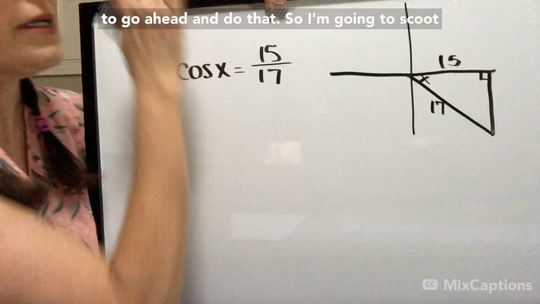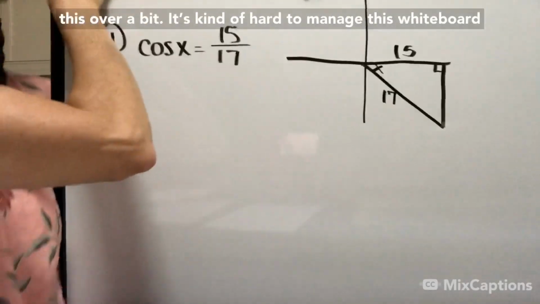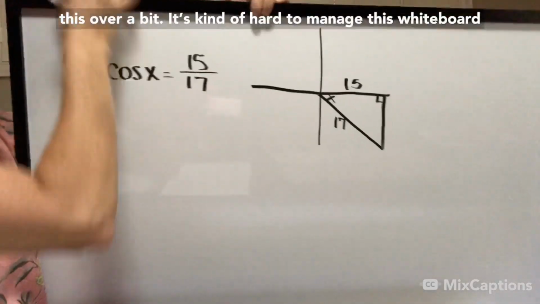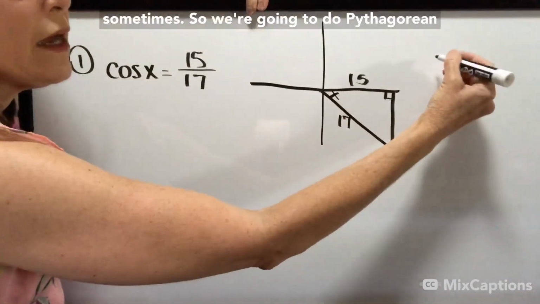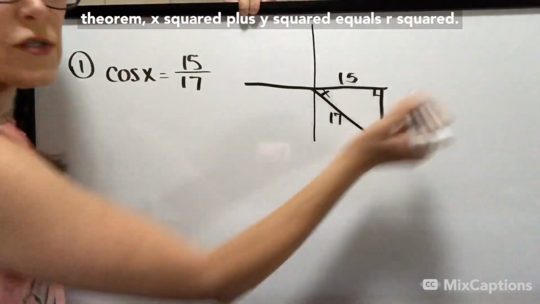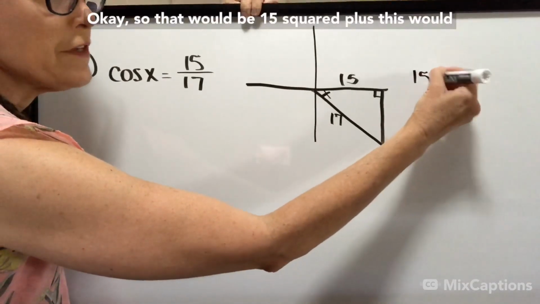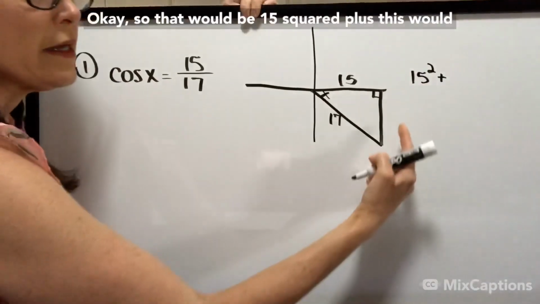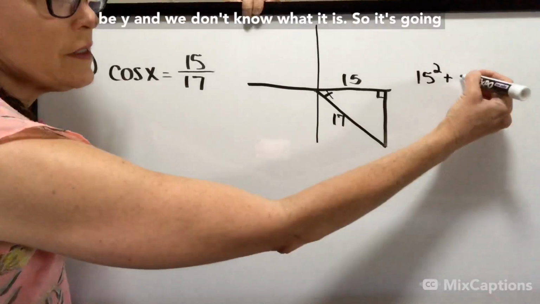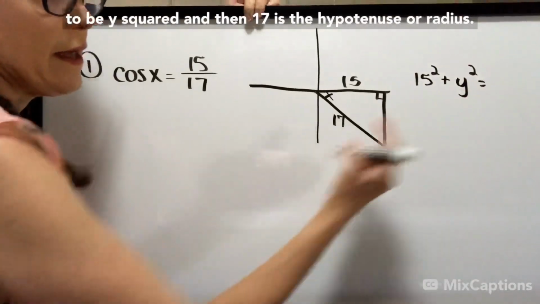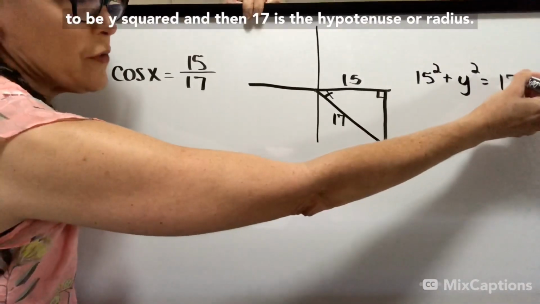So I'm going to go ahead and do that. I'm going to scoot this over a bit. It's kind of hard to manage this whiteboard sometimes. Okay, so we're going to do the Pythagorean theorem, x squared plus y squared equals r squared. That would be 15 squared plus, this would be y, and we don't know what it is, so it's going to be y squared. And then 17 is the hypotenuse or radius.